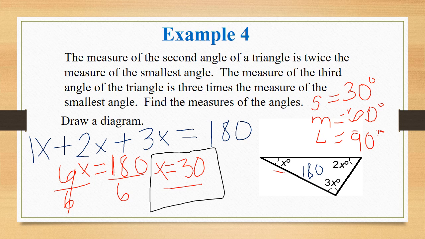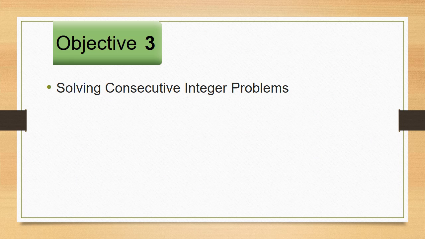All right. Our next objective, solving consecutive integer problems. What does consecutive mean? One after another, right? So 2, 3, 4, those are consecutive numbers. Make sense? So we're going to solve consecutive integer problems. Integer means that I'm not dealing with decimals or fractions, so that should make you pretty happy.